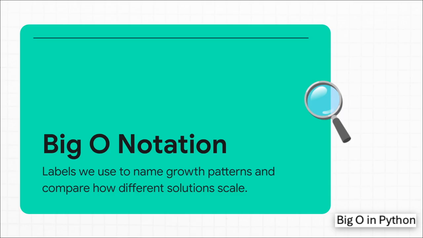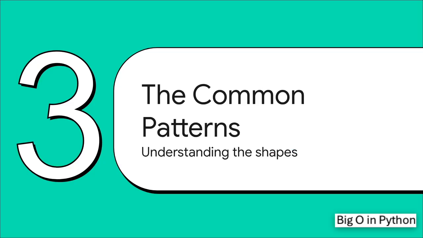Seriously, just think of it as a set of simple nicknames for performance patterns. It gives us a shorthand so we can say, hey, this approach is a flat line, but that one is a steep climb. And everyone knows exactly what we mean. It makes comparing different solutions super easy. All right, so let's meet the main players. These are the patterns you're going to see over and over again. They're kind of like the characters in our story, from the absolute superhero of performance to the supervillain that you want to avoid at all costs.